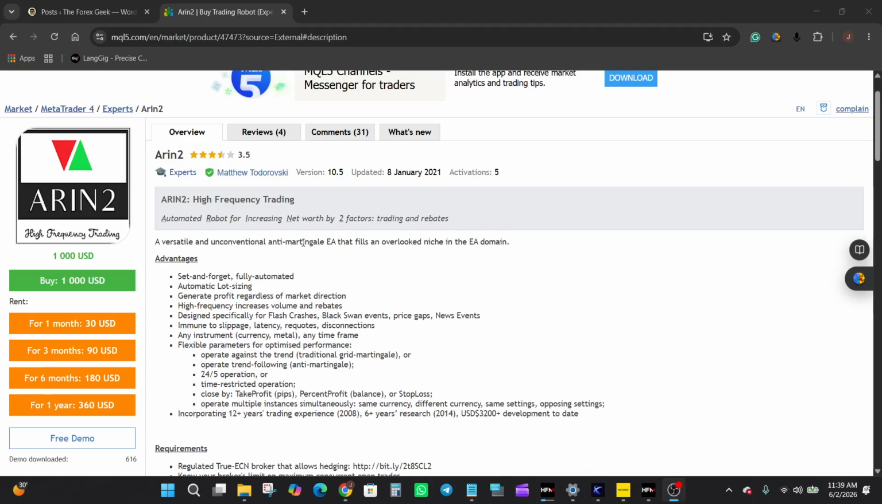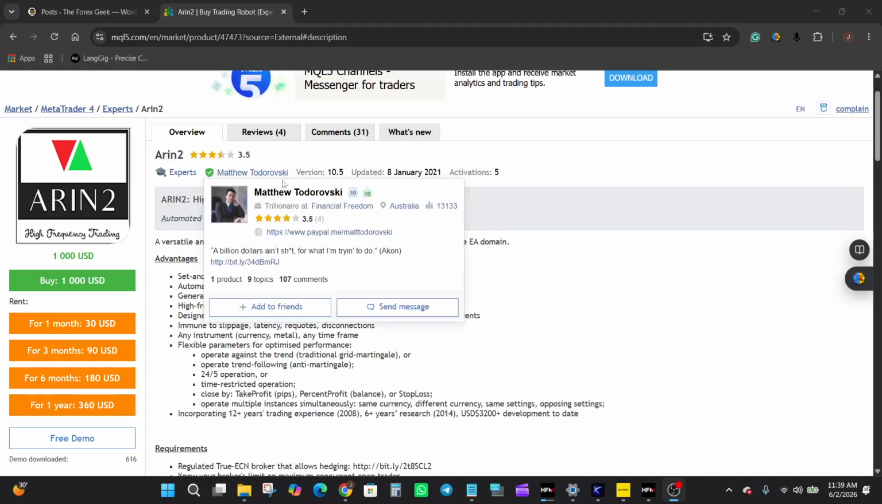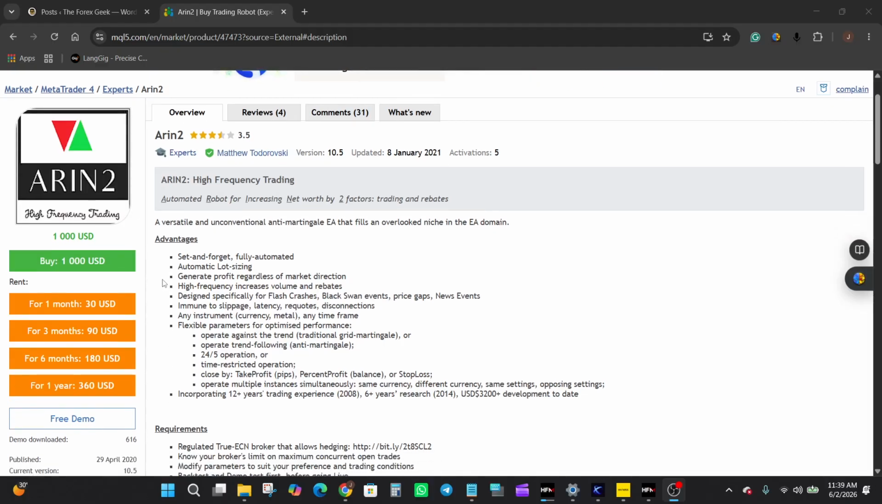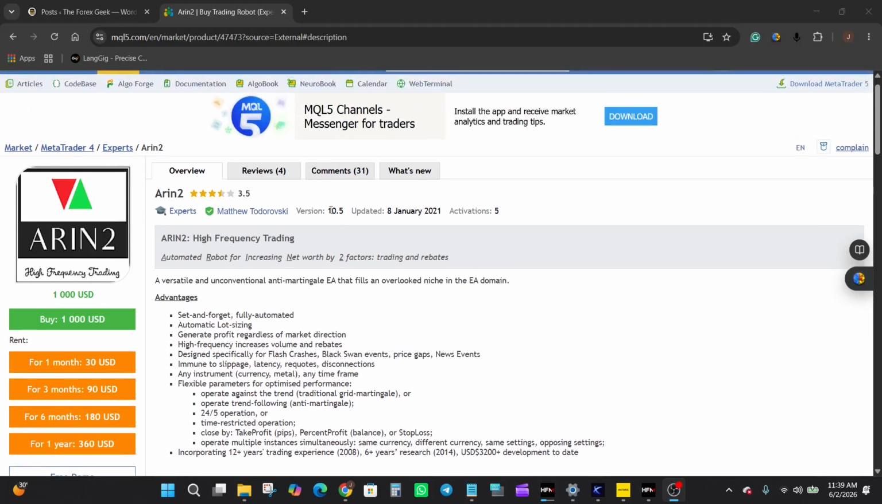Now, looking at the MQL5 Marketplace page, the Arin2 EA is listed by developer Matthew Todorovsky, and it is priced at 1,000 US dollars for a full purchase. There are also rental options available starting from 30 US dollars for 1 month, 90 US dollars for 3 months, 180 US dollars for 6 months, and 360 US dollars for 1 year. The version shown here is 10.5, last updated in January 2021, with 5 activations included.